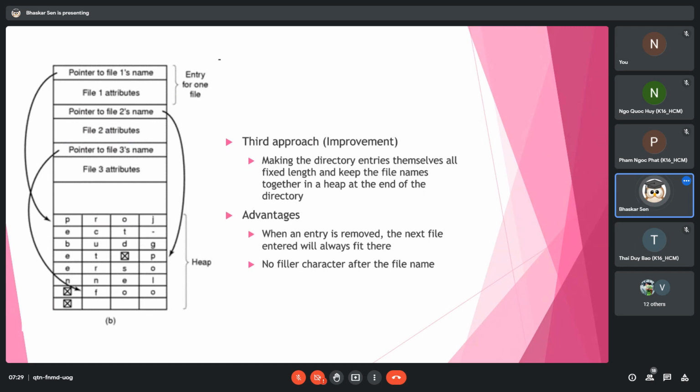and the file length. Like the attribute, of course, contains the inode number. Or if you just want to store the inode number, just store the inode number. By using the inode, you can always access those attributes from your hard disk. Not a big deal. But then the name. What will you do with the name? So for the name, we use a pointer. And then the actual name is dumped at the end in a heap.